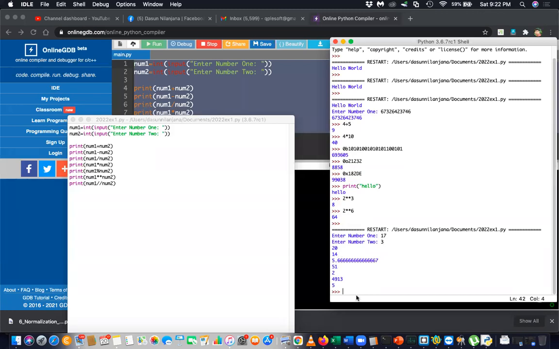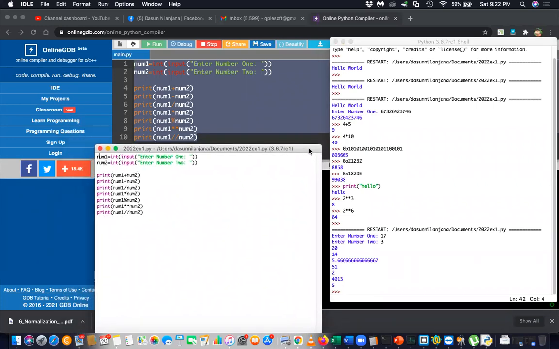So you should know these values. Please write the program and write the answers too.